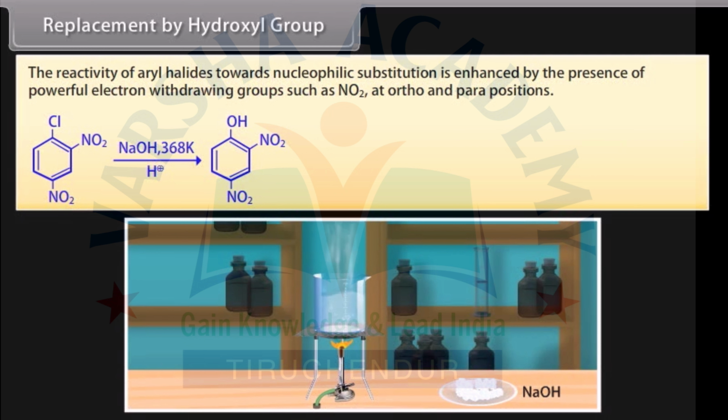The reactivity of aryl halides towards nucleophilic substitution is enhanced by the presence of powerful electron withdrawing groups such as NO2 at ortho and para positions.